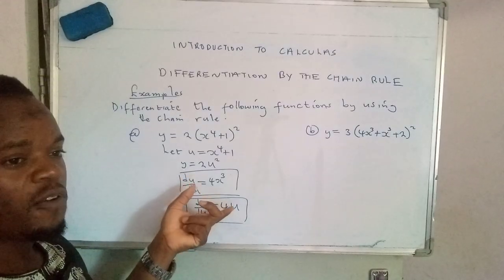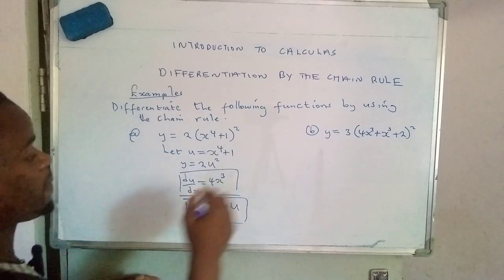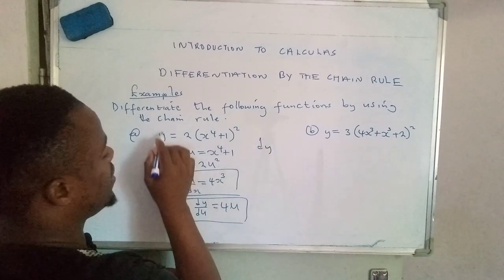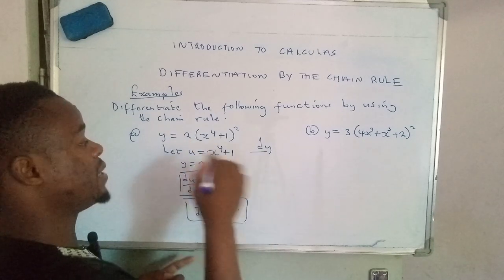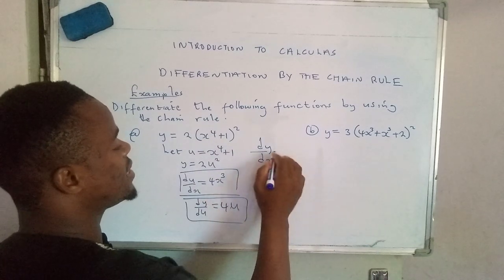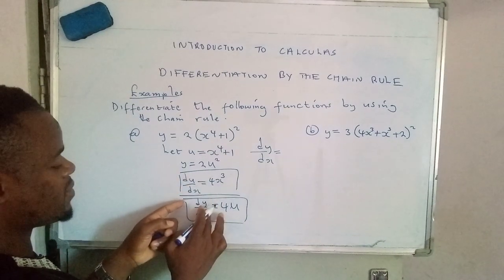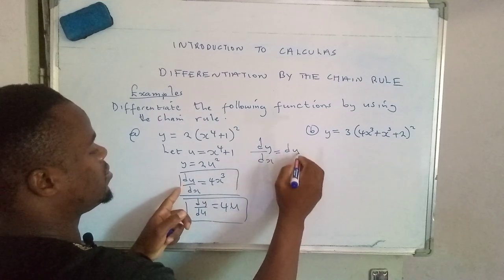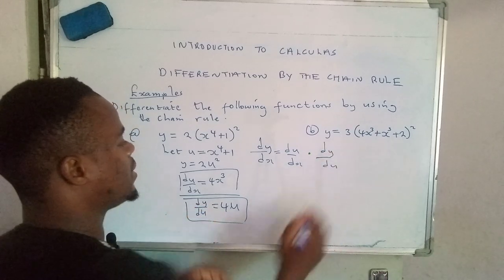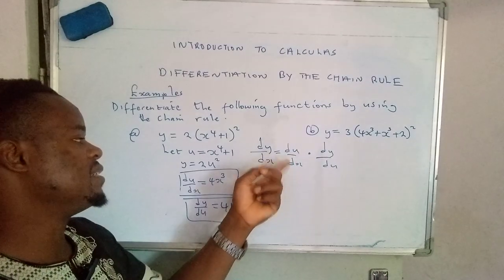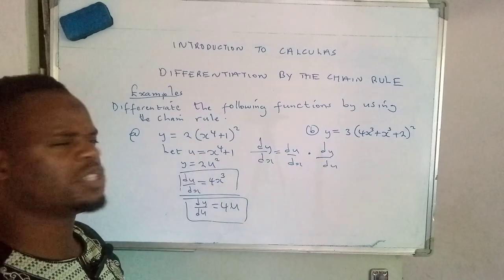Now after you have found this, for you to find the derivative of the composite function, you need to make use of it. You say dy/dx, the rate of change of y with respect to the rate of change of x. So dy/dx is equal to du/dx times dy/du. Since we've already found the derivatives of the function u and the function y, we simply plug in the values.